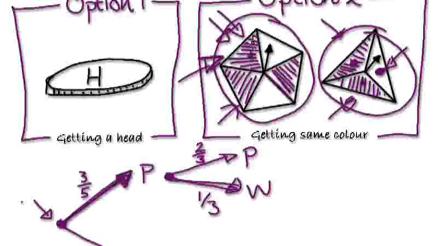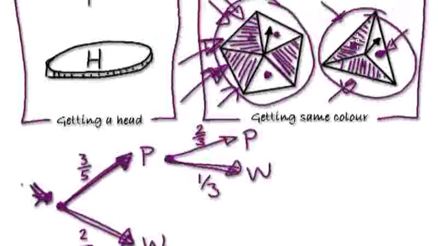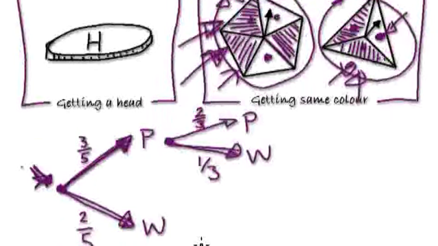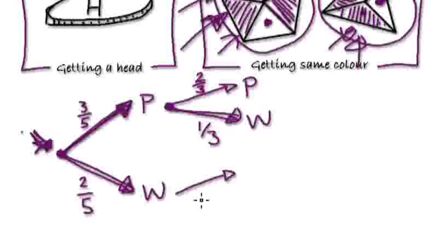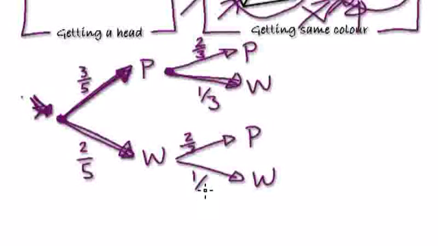Now let's go back to the beginning again. You spin this big spinner here. The probability of you getting white would be 2 out of 5. Let's assume you get a white one. Now you come to spin this triangular spinner here. You could get a purple one, with probability 2 over 3, or you could get a white one, with probability 1 over 3.